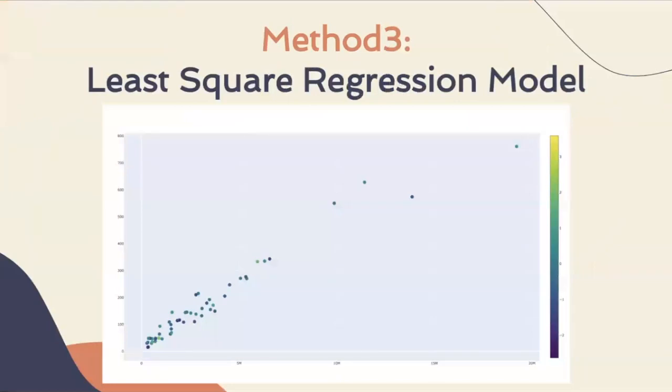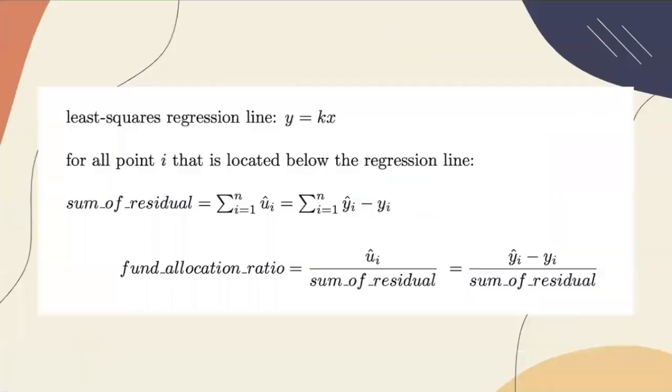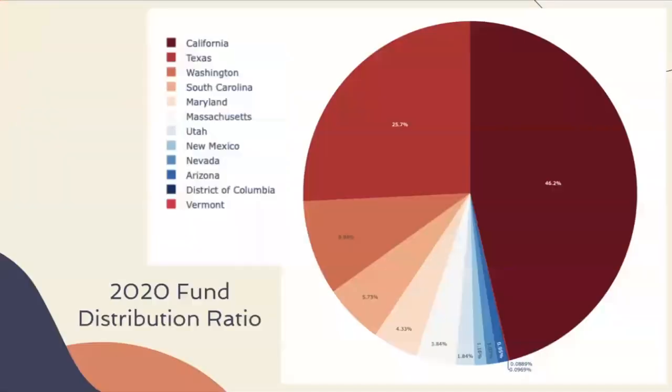Finally, we construct a least squares regression model with the best fit line passing through the origin point. We take the states that are located below the best fit line as resource-scarce states and allocate funds based on their residuals and the above formulas. This is the fund allocation result we finally get.